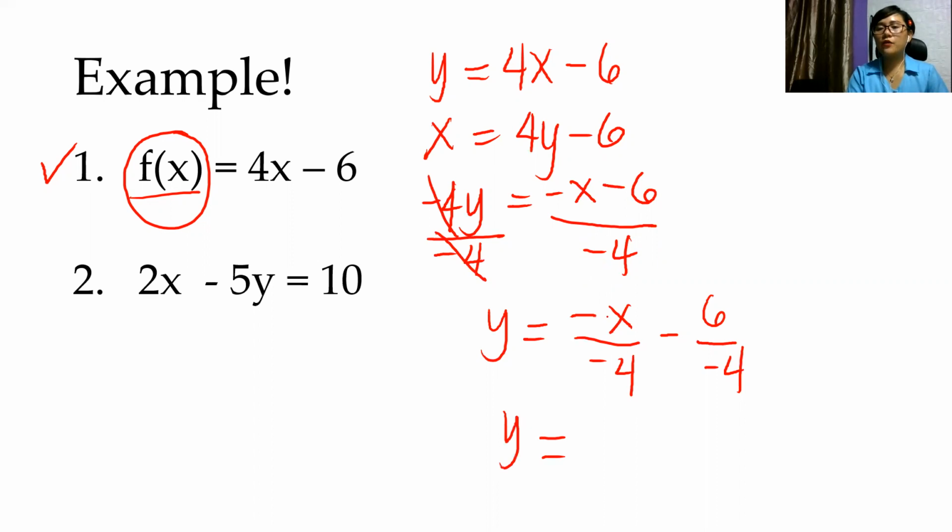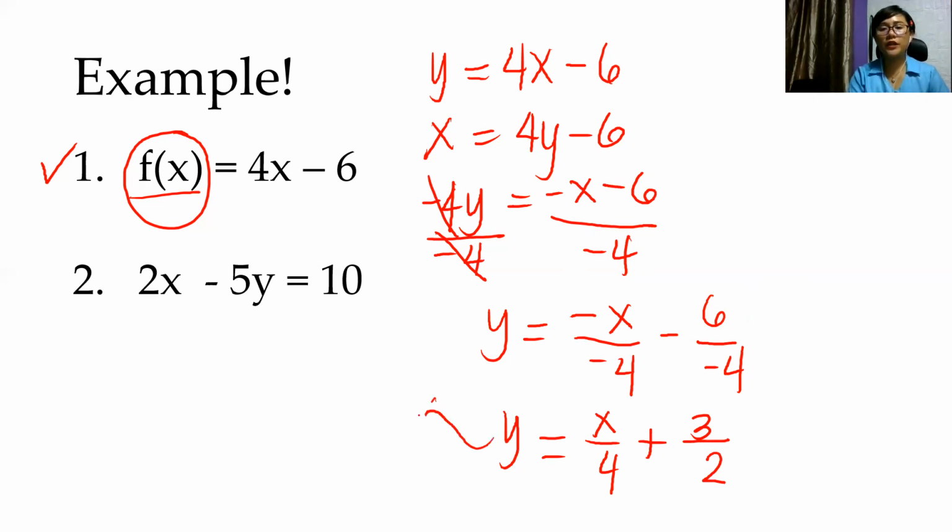Okay? So why now? Remember that negative x divided by negative 4, both numerator and denominator are negative, so it becomes positive x over 4. Now, negative 6 over negative 4, negative and negative, therefore positive. But we can still reduce 6 and 4 with the divisor of 2. So 6 divided by 2 is 3, and 4 divided by 2 is 2. So your answer now is y is equal to x over 4 plus 3 over 2.